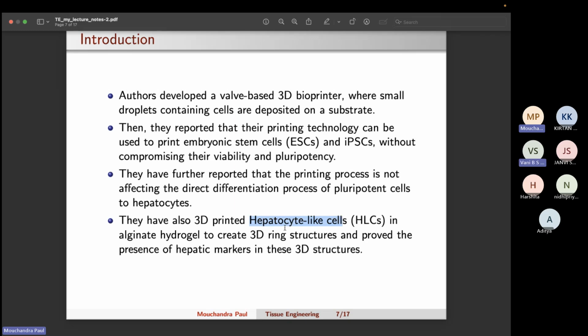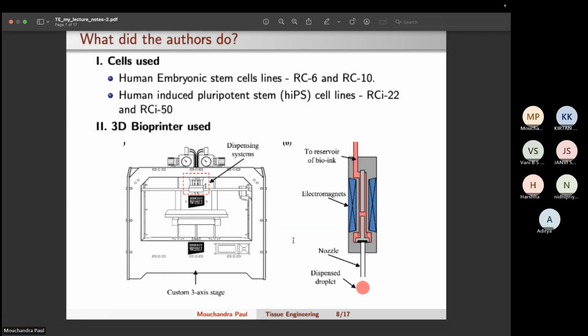I'll tell you what this cell is, okay? And they created 3D structures. These are basically 3D rings, which have some thickness to them. And later they showed that the 3D structures show the markers that prove that they have formed liver. Hepatic markers means markers specific to liver, like albumin secretion, etc. They have shown this is happening in these 3D printed structures.